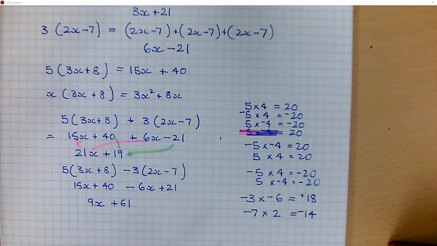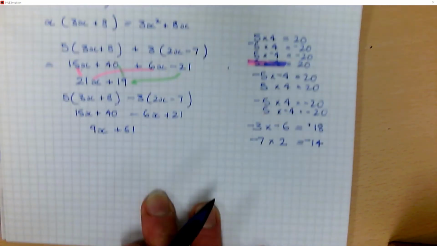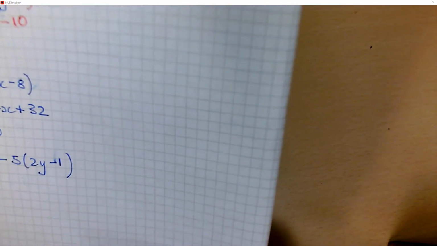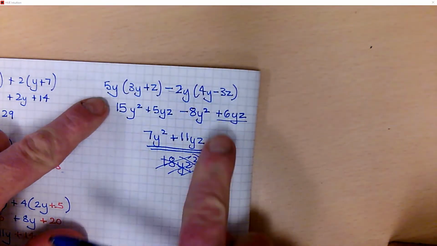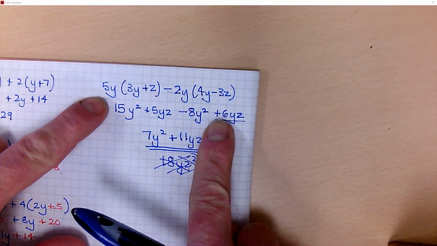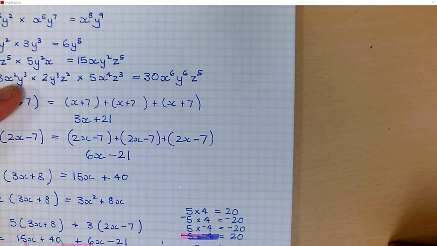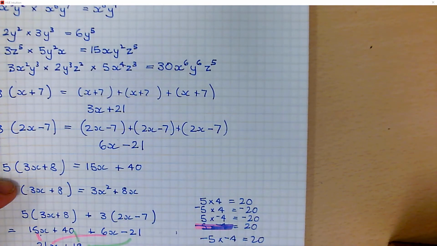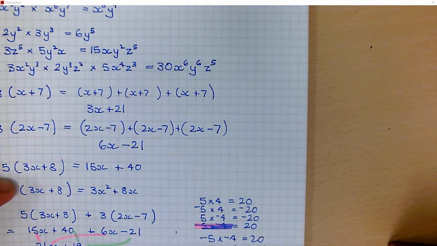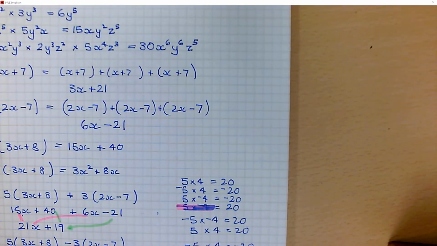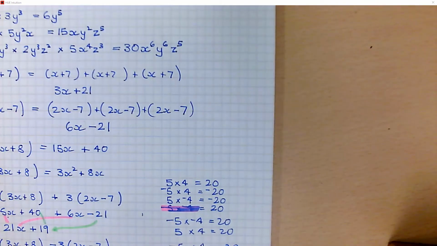Lastly, let's just quickly look at some of the questions that I left you with to do. Suppose I look at, just let me check the questions. Right, let's look at this one here. Now, what I recommend you do, I'm going to just write this down again: 5y brackets 3y plus z, minus 2y brackets 4y minus 3z.